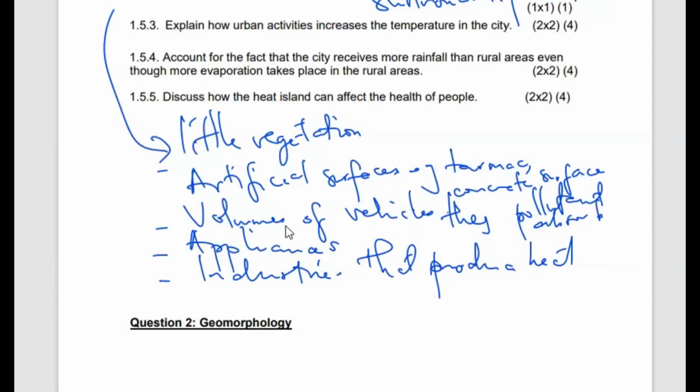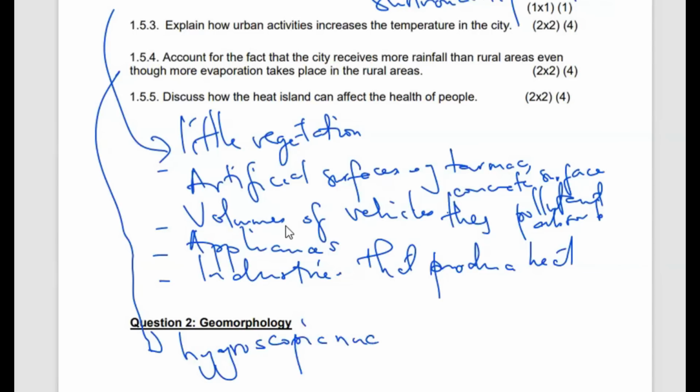Then account for the fact that the city receives more rainfall than rural areas, even though more evaporation takes place in the rural areas. Why do cities receive more rainfall? The argument here is the presence of what you call hygroscopic nuclei, the nuclei for condensation.